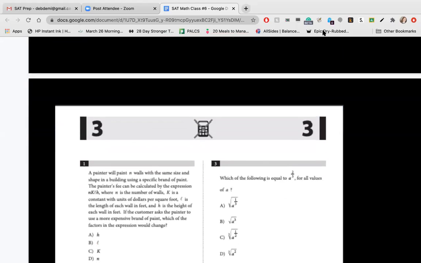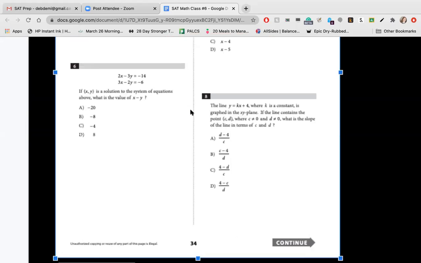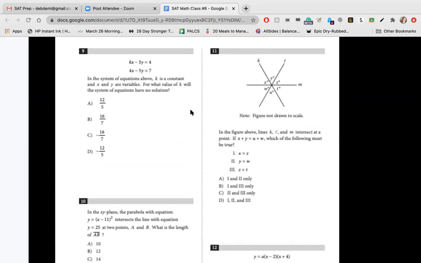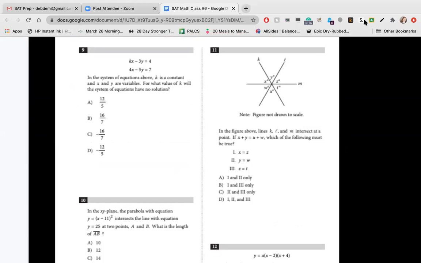Okay, number 9. One of these long ones. No, went the wrong way. It's backwards is what it is. Okay, there it is. These are a pain in the neck, but in the system of equations above, k is a constant and x and y are variables. For what value of k will the system have no solutions? Now think about it. When do you have no solutions? When you have lines, it's when they are parallel. So if we have parallel lines, there is no solution. How do you know if two lines are parallel? Well, the slopes have to be equal, right? The slopes have to be equal.